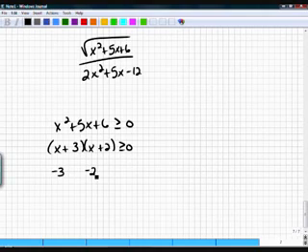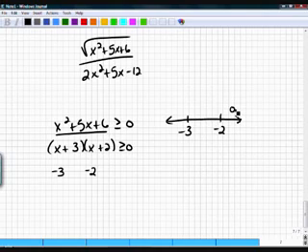Negative 3 and negative 2, what do you do with those values? We're going to take a number line, negative 3, negative 2. Y'all remember that? Anytime you're dealing with inequalities, draw a number line, place these on it, and let's find out which intervals work, which intervals don't work. If you're dealing with quadratics, you can use the shortcut. Either the middle is going to work and the outside won't, or the outside will and the middle won't. So the best number to test is 0.